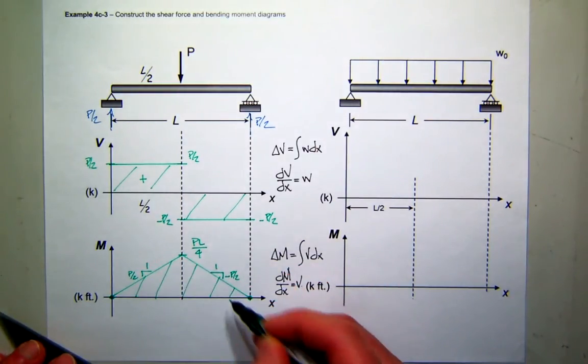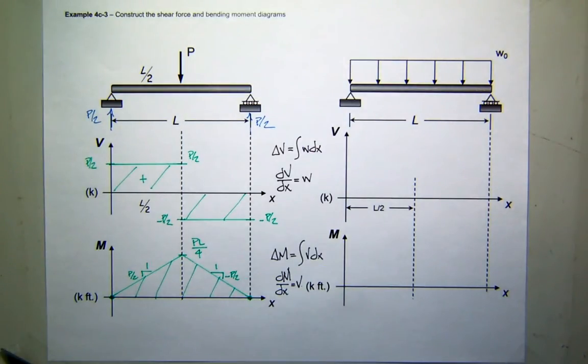So where's my maximum moment? At L over 2, and what's the value? PL over 4. Even if you had written the moment equations, you didn't have to go back and evaluate the equations to find out where they had a maximum value. This graphically just shows you that.